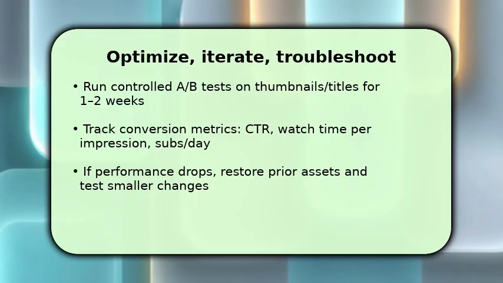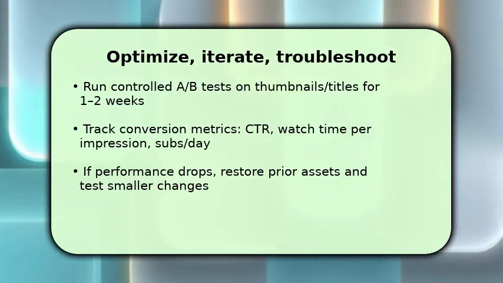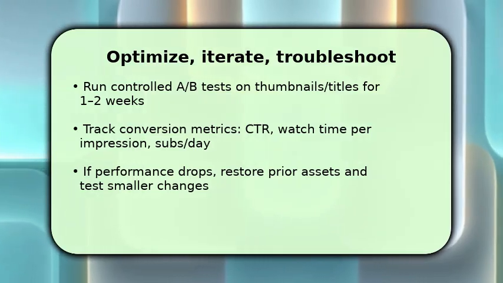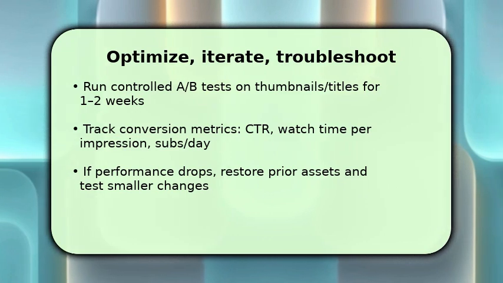If performance suddenly drops, restore the prior assets immediately and run smaller, incremental tests to isolate the cause. This quick rollback protects overall channel momentum.